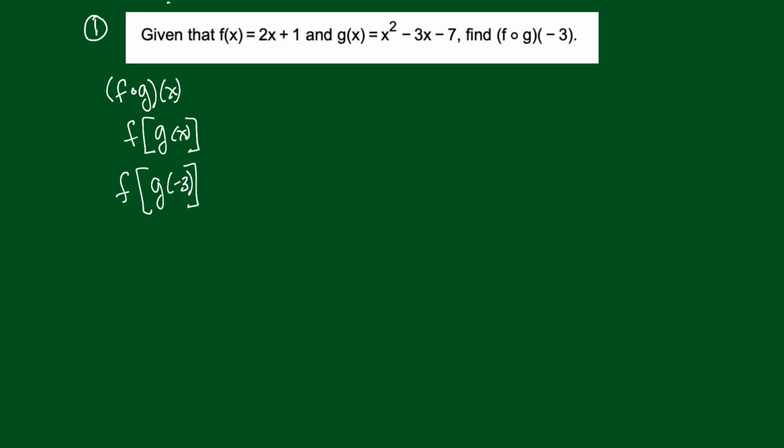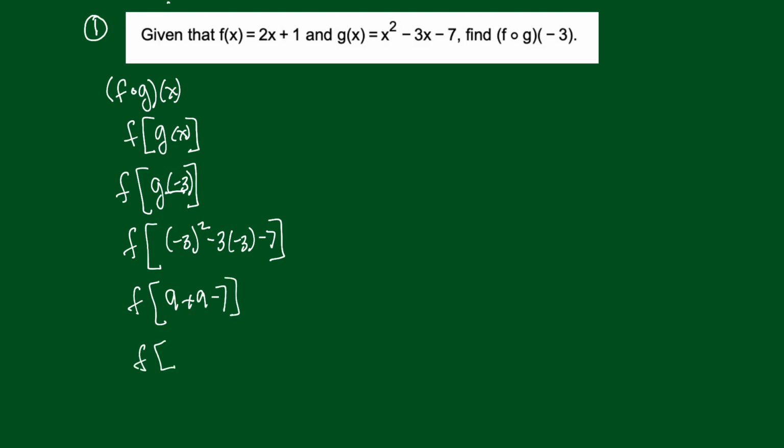So what do we do here? Well, we're going to put the -3 into g. So here is g right here. So you can see that we've replaced that x with a -3. So replace all the x's with a -3, and it will be f of, okay, we'll get a -3 squared minus 3 times -3 minus 7. This will give us f of 9 plus 9 minus 7. How about f of, okay, 9 and 9 is 18, minus 7 is 11.